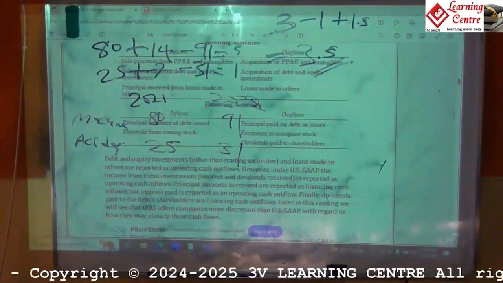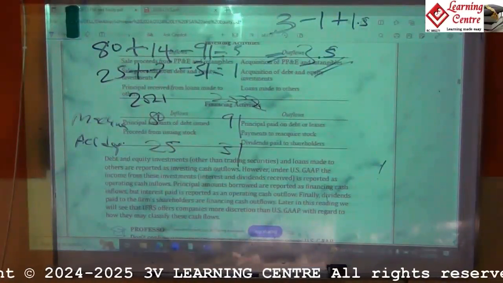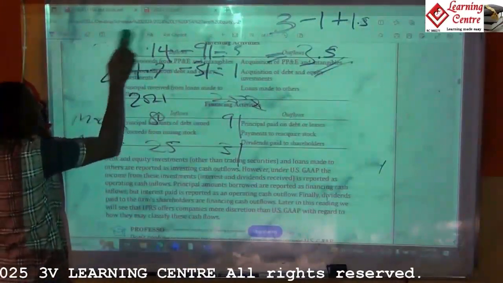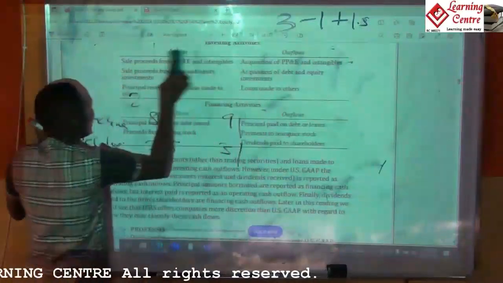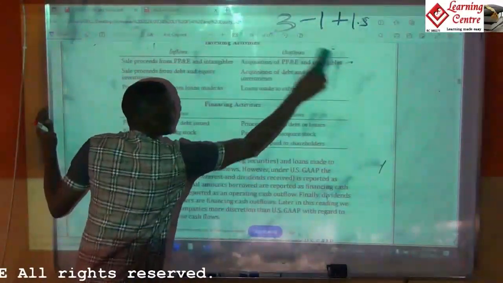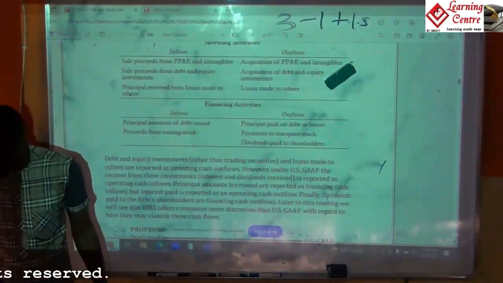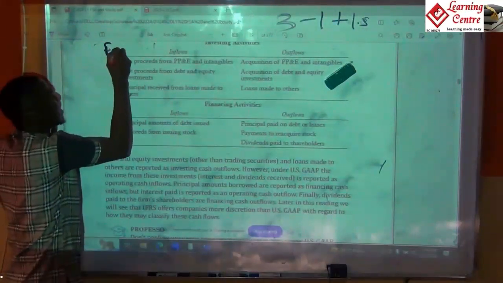So we talked about investing activity. Last thing now is financing activity. So we said there are two forms: there is the equity and the debenture. Okay, so let's move on to financing activity.